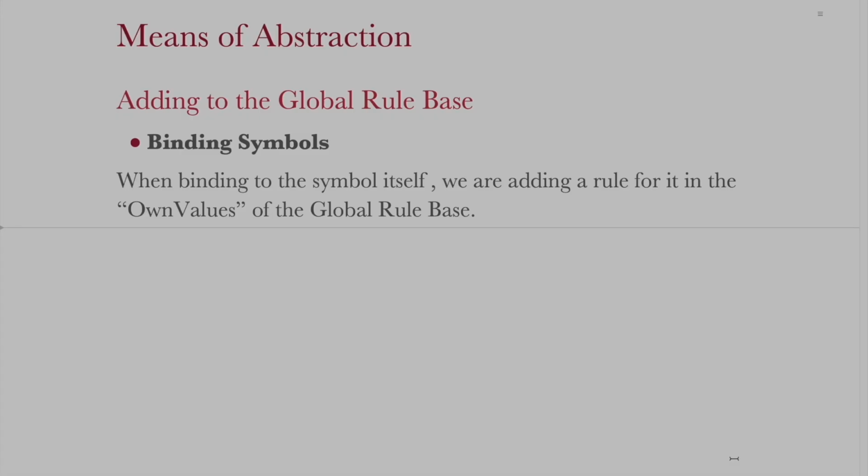adding to the rules that already exist. So the main mechanism of doing that is binding symbols. That's the first way of doing that. When binding to the symbol itself, there are two things we can do. I'm going to start with the first thing. When binding to the symbol itself, let's say I have a symbol X, we are essentially adding a rule for it in what's called the own values of the global rule base.